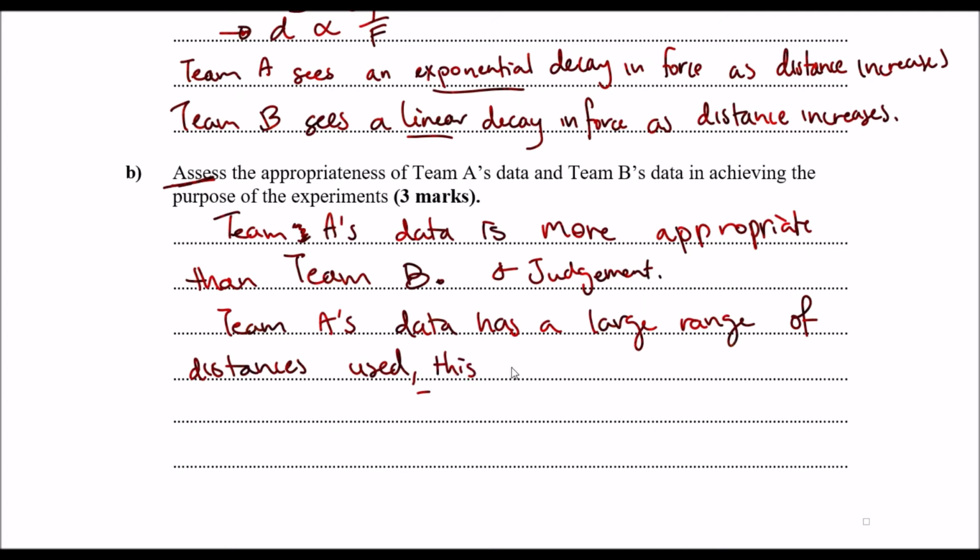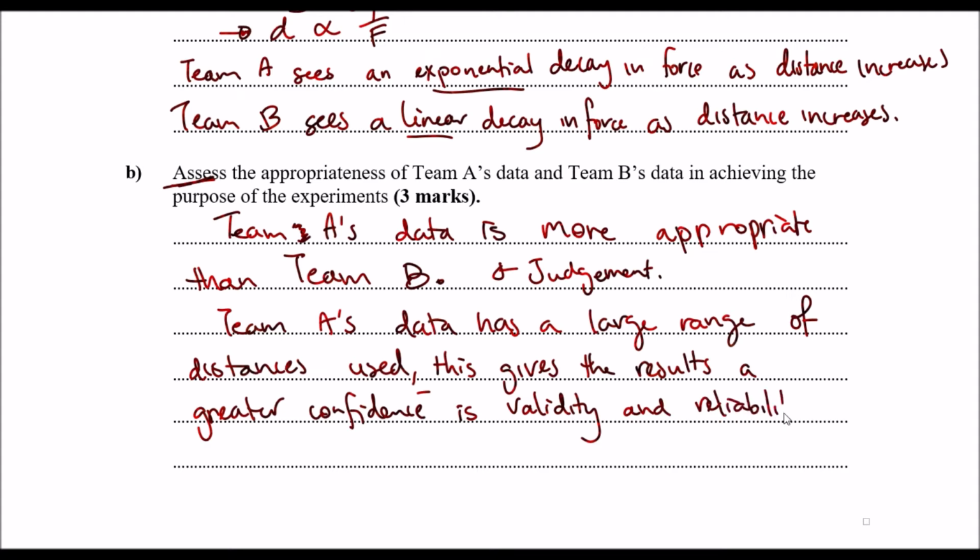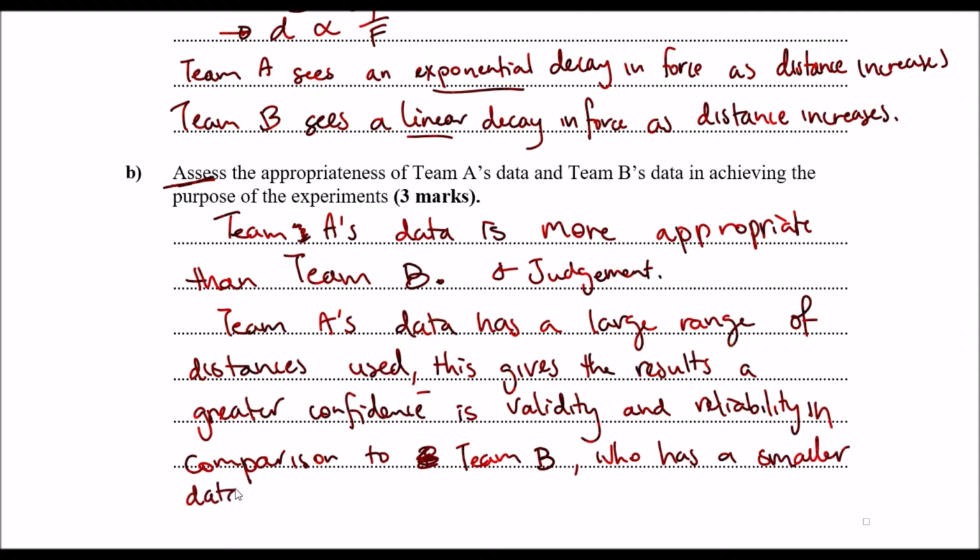This gives the results a greater confidence in validity and reliability in comparison to Team B, who has a smaller data range, hence their results are less conclusive.